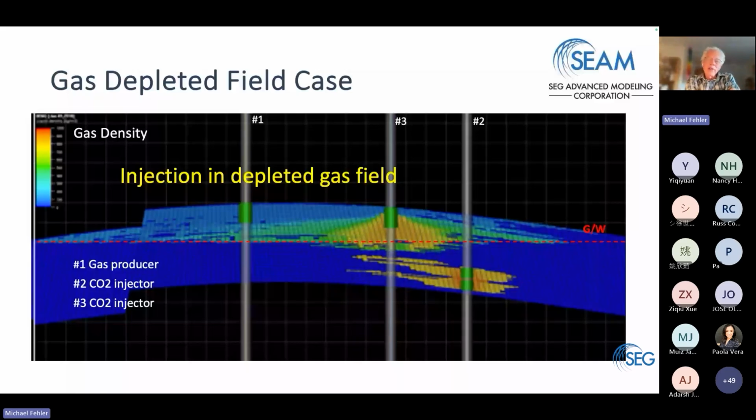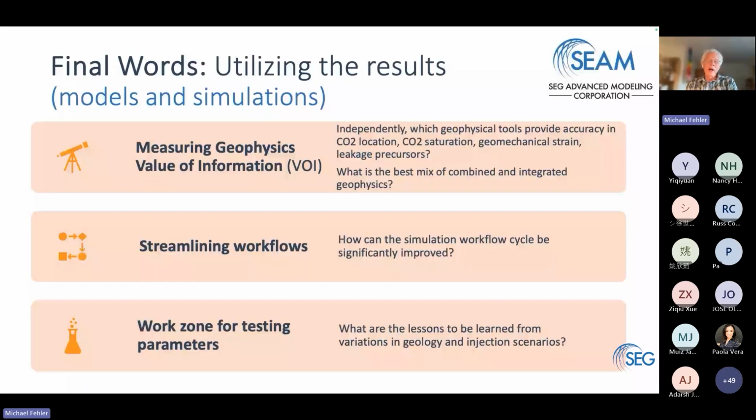So there's a lot of use of these data. I haven't really tried to tell you what conclusions we've drawn from the data, because we've mostly been working on generating the data and making them available to participants and some of their collaborators. But there are things that users could do with the data, for example, in measuring value of information, looking at which tools work well independently or in combination with which acquisition geometry, what is the best mix to get a good interpretation of the data, streamlining workflows long-term to do better simulation in the future.